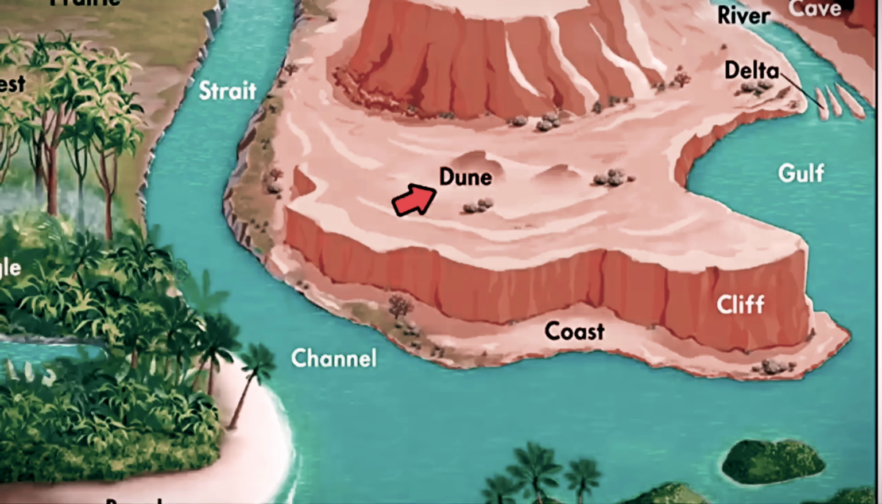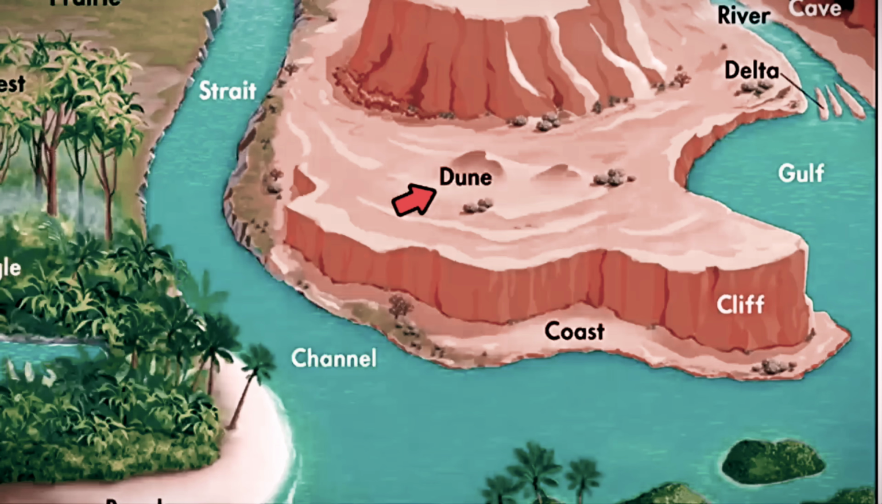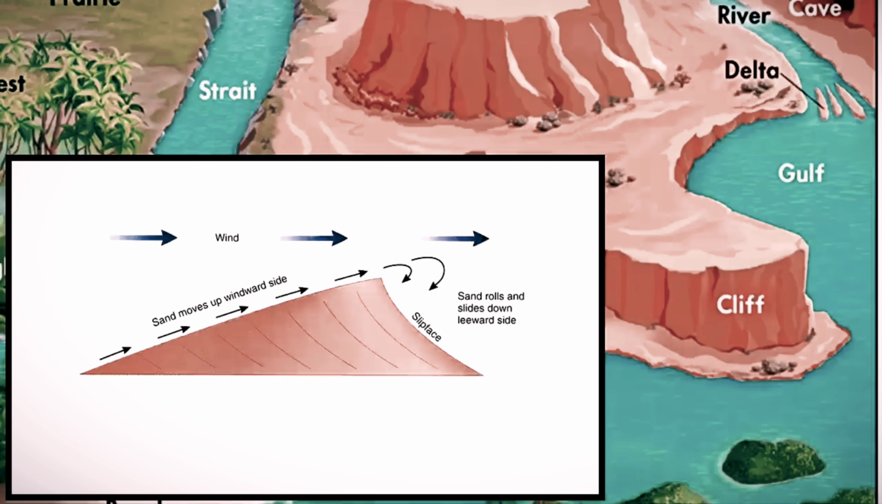The next one is sand dune. You will find them in deserts and beaches. By looking at the shape, you can easily figure out that they are formed by the wind. When wind blows sand, it gets accumulated at one place and forms a pile or stack of sand. This is what is called dunes.